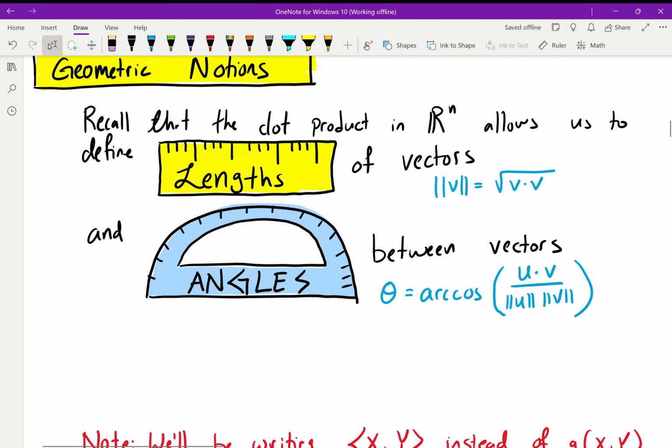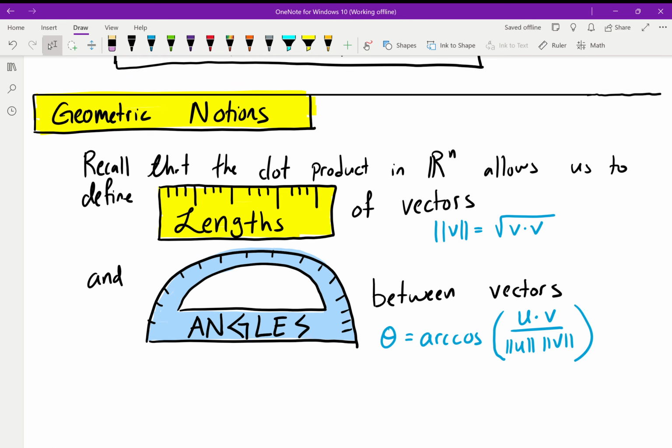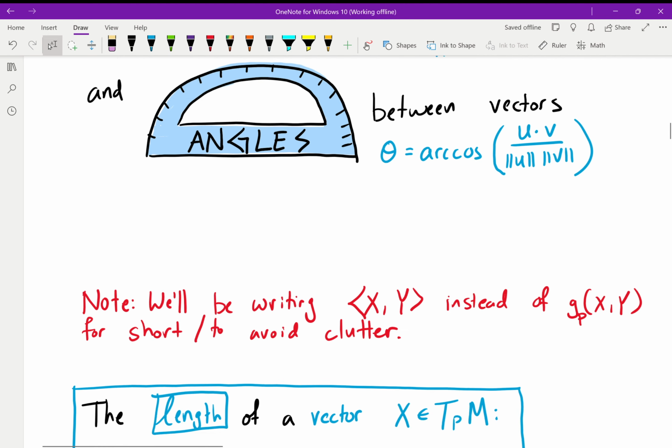Great question. Yes. So we have these lengths, and also we can define angles using our dot product. And so it seems reasonable that we can extend these notions to Riemannian manifolds because Riemannian metrics generalize the dot product. So we just do the same thing.